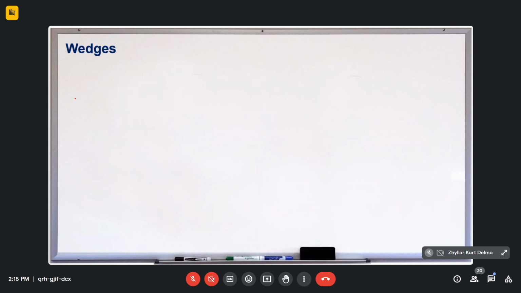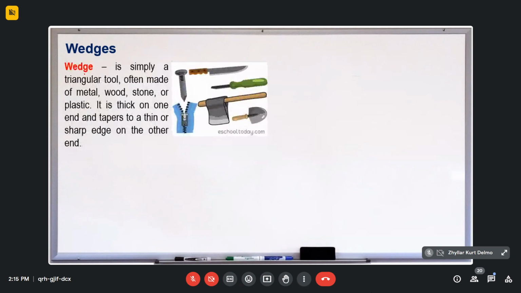So for wedges, before we analyze the forces interacting, let's talk about the theory behind this simple machine, the wedge. What is it? A wedge is simply a triangular tool often made of metal, wood, stone, or plastic. It is thick on one end and tapered to a thin or sharp edge on the other end.